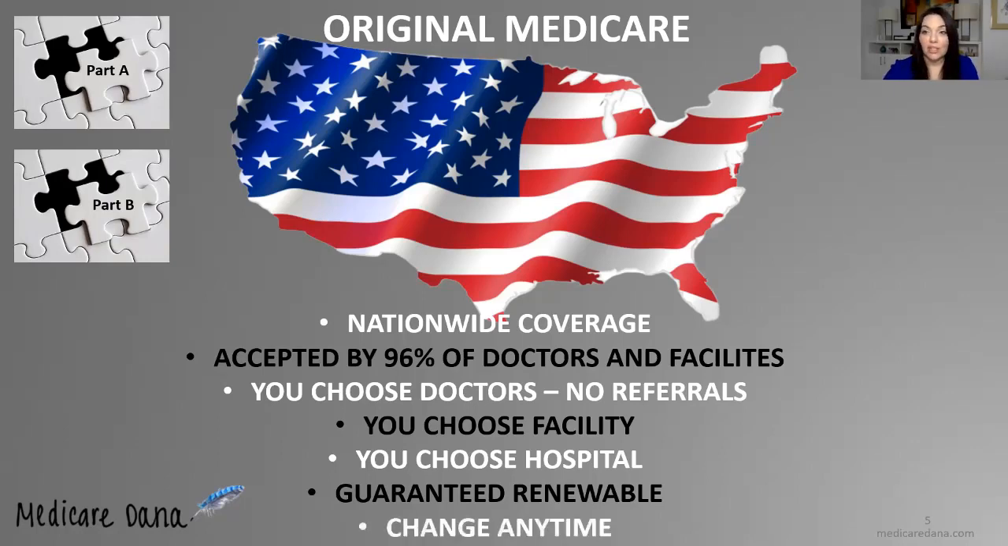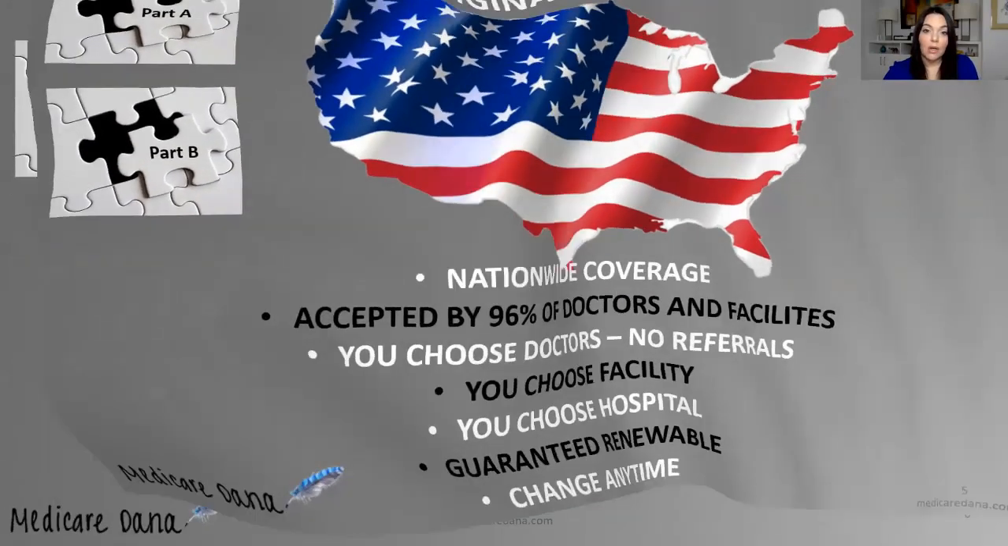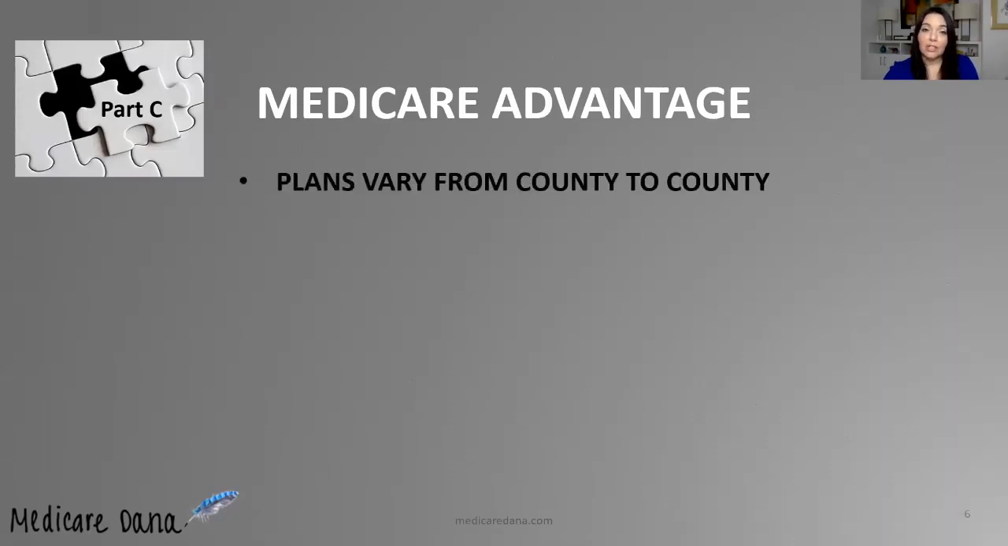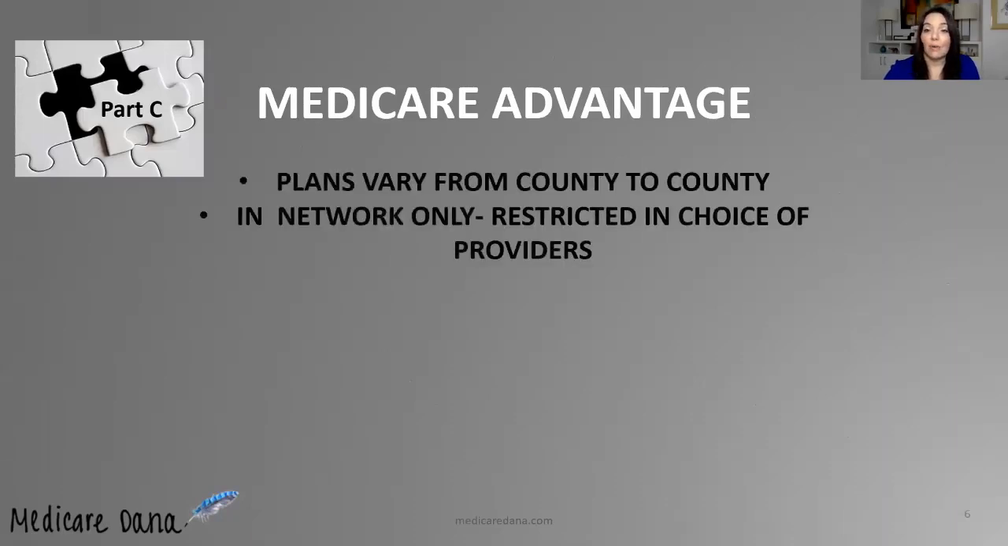Original Medicare, you can change at any time. There's no lock-in time period. With Part C, Medicare Advantage, there are different program rules and guidelines. Medicare Advantage is county specific, so you're going to have a more restricted network of providers. Some Medicare Advantage plans are PPO, but they're still going to have that in-network, out-of-network option versus having no networks at all.